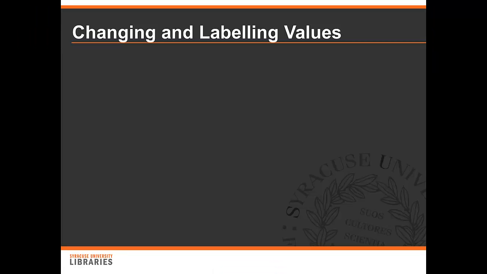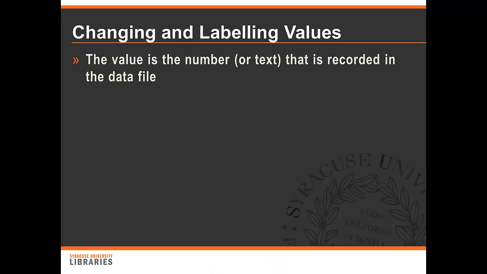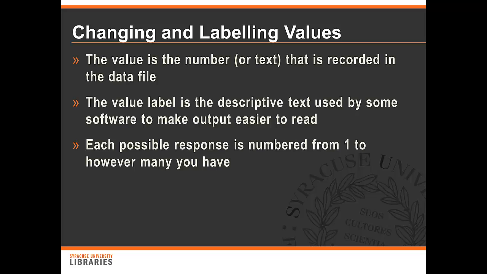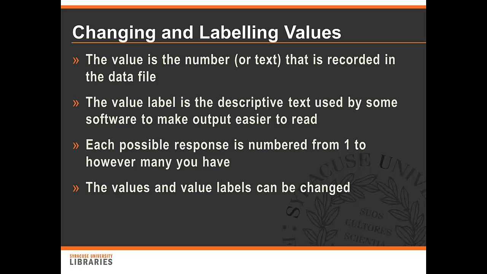Now let's talk about changing and labeling values. Just by way of definition, values are the numbers or text entered into the data file that you will analyze. Value labels are the descriptive text that software such as SPSS or Stata use to make their output easier to read. In Qualtrics, the value for each possible response is numbered from 1 to however many response options you have for a particular question. As you have suspected, the values and value labels can be changed.